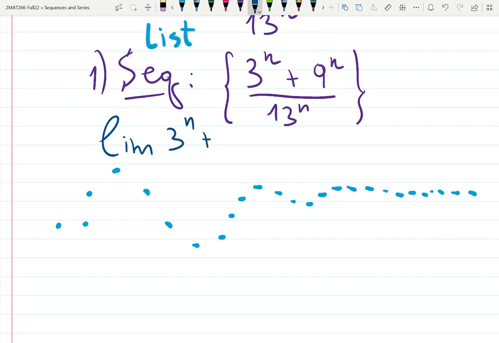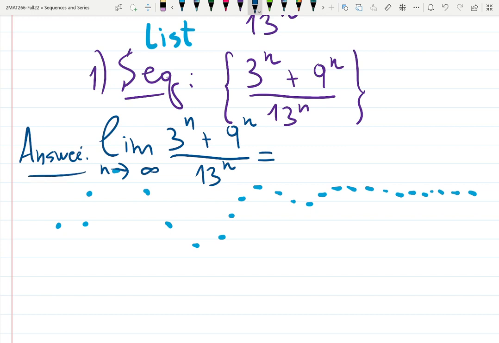The limit as n goes to infinity of (3 to the n plus 9 to the n) all over 13 to the n. You find the limit, and whatever that limit is, that's the answer. So the answer for a sequence will be literally the answer for the limit. Because we're connecting the dots and seeing the pattern for the dots. Since a sequence is a list, a data set, what's the answer, do you know? 0. How do you know?